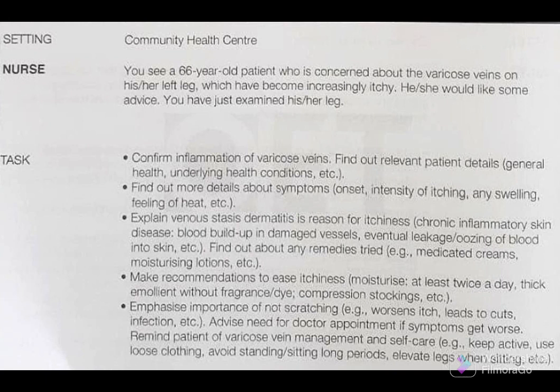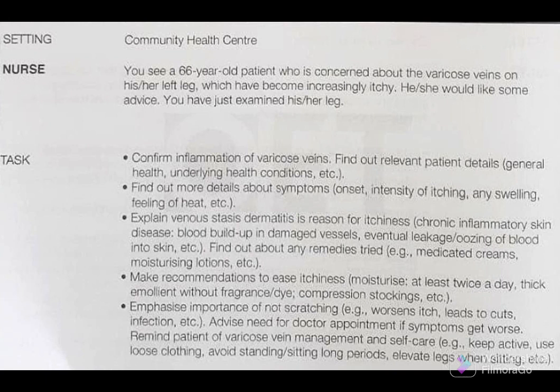So here in this first task, what they have given is confirm inflammation of varicose veins, find out relevant patient details like general health, underlying health conditions, etc. So in this case, it will be different. What you can do during the 3 minutes preparation time is ask the interlocutor, how may I address you?